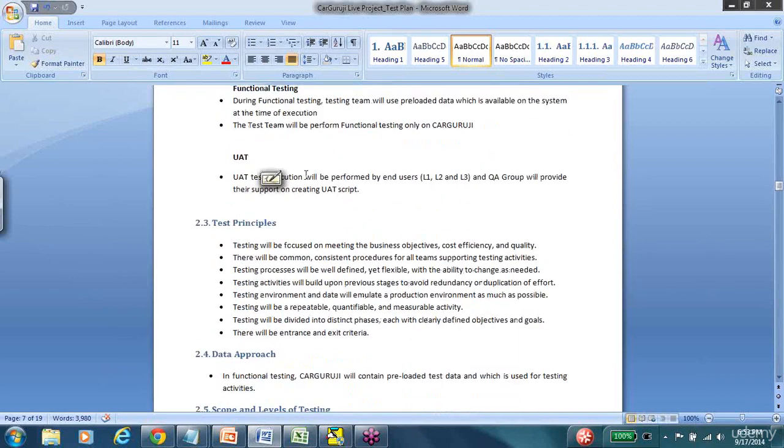Now UAT test execution will be performed by end users, and the QA group will give their support in creating UAT scripts. L1, L2, L3, actually this is something that I've written for one of my projects. L1, L2, L3 are nothing but departments. So this was a product that we were building for these three departments, and we mentioned that we need end users from each of these departments to perform the UAT, and the QA team will support them or give them the UAT scripts or test cases.